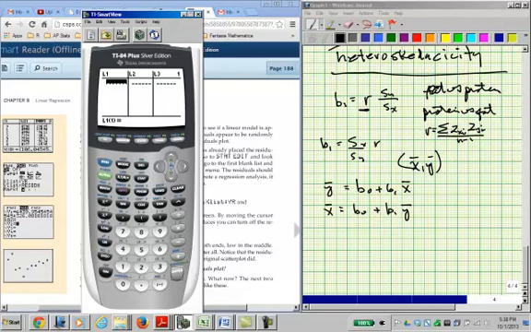So the data, oops. I never stopped it. Anyway, okay, so sorry about that. So the data is back on page 149. So I'm going to put in 0 through 6.